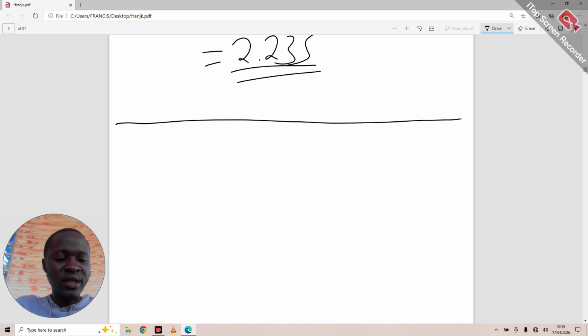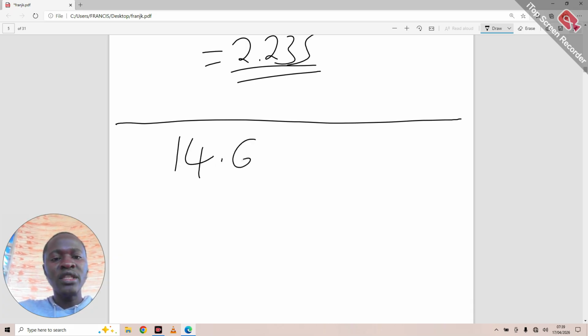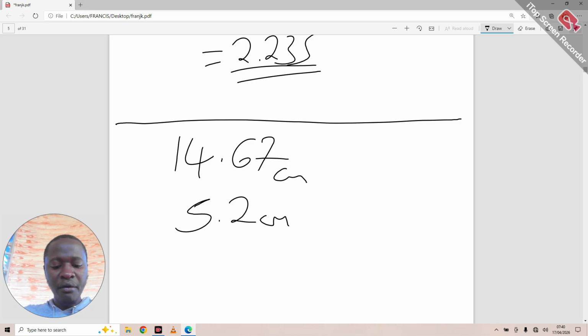Let me just use the same. The length and width cover of a book, measured to the nearest 5 millimeter, are 14.67 centimeter and 5.2 centimeter respectively.